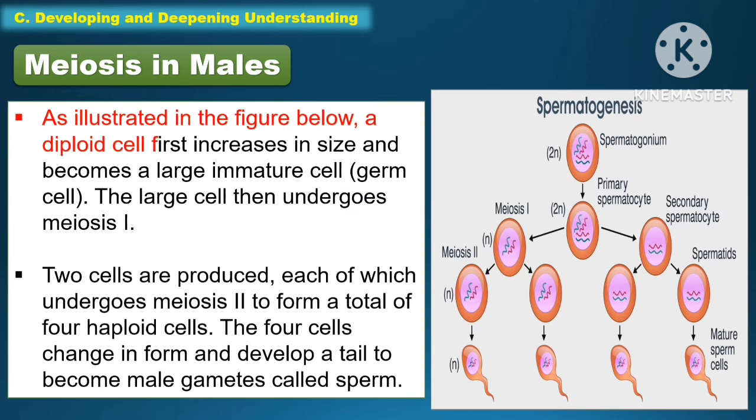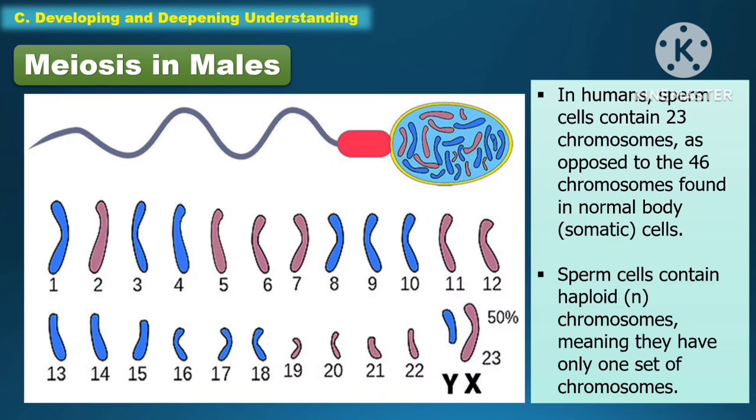As illustrated in the figure, a diploid cell first increases in size and becomes a large immature cell or the germ cell. The large cell then undergoes meiosis I. Two cells are produced, each of which undergoes meiosis II to form a total of 4 haploid cells. The 4 cells change in form and develop a tail to become male gametes called the sperm.